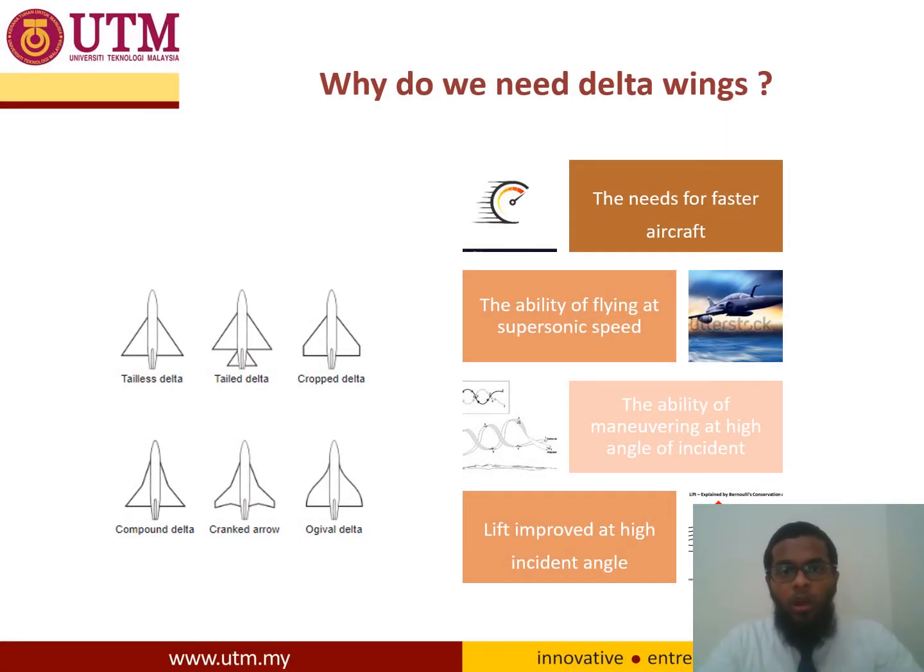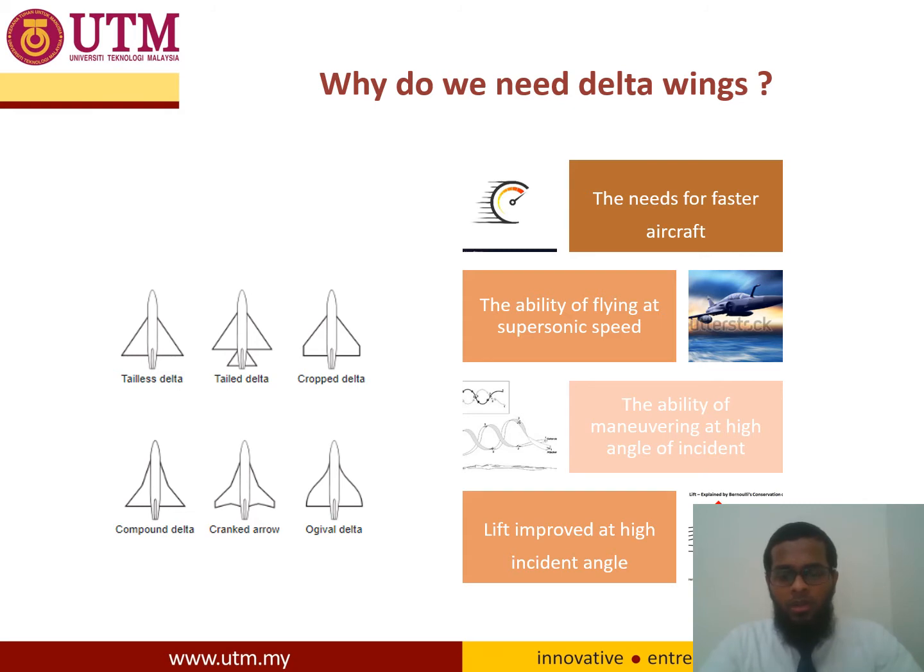Why are we going to use delta wing? As you can see, aircraft is a transport vehicle which can travel faster than any other. So for traveling faster with full efficiency, we need delta wing.